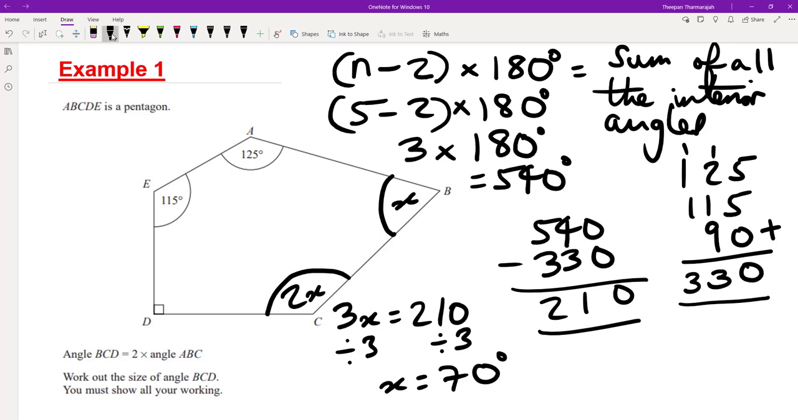Now the question is asking to work out the size of angle BCD. Now don't forget, angle BCD is double of that. So angle BCD is double of 70, which is 140 degrees.